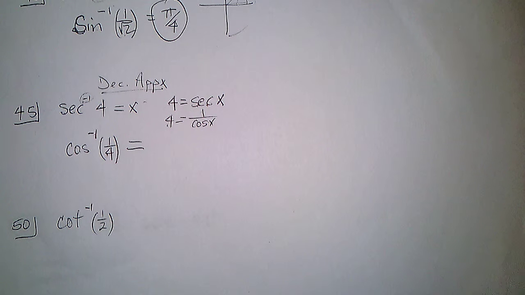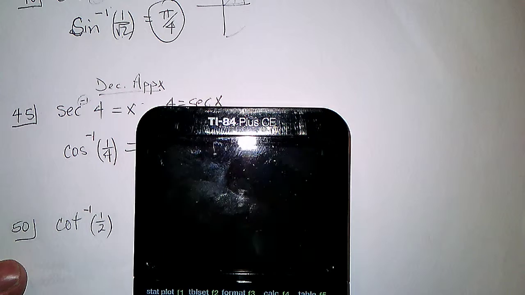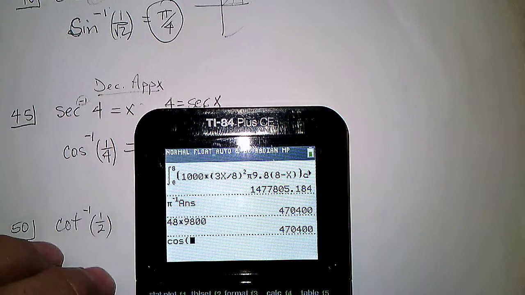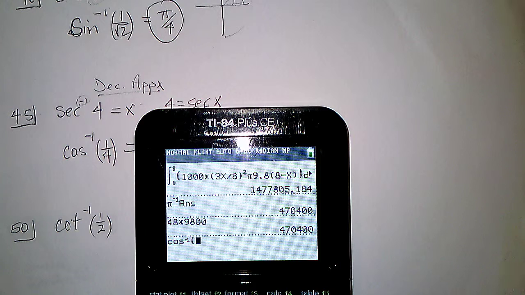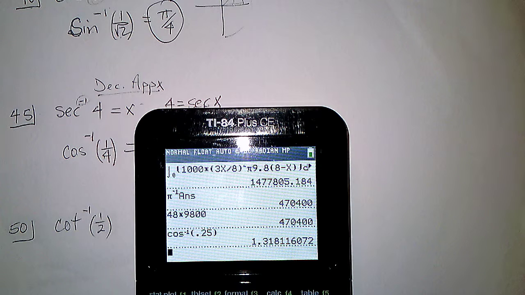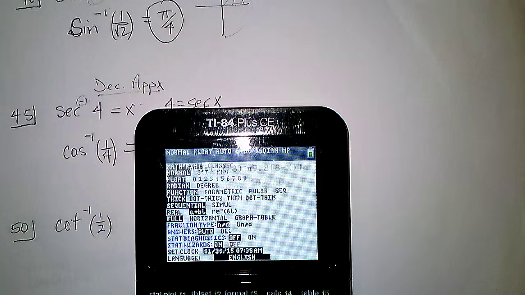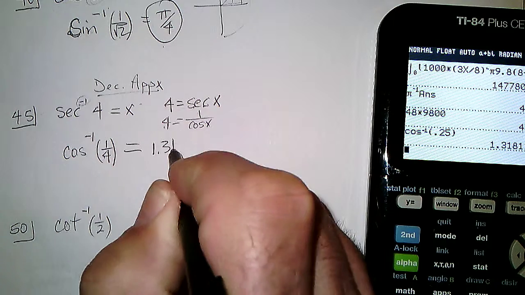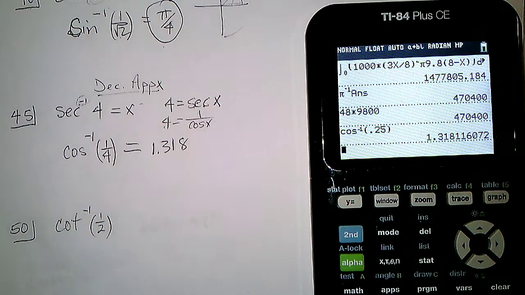Now, we're going to take out our calculator and type in cosine inverse of 0.25. It'll give me something in the first quadrant. And that happens to be in radians, I believe, because my mode is in radians. So that's 1.318. Okay?